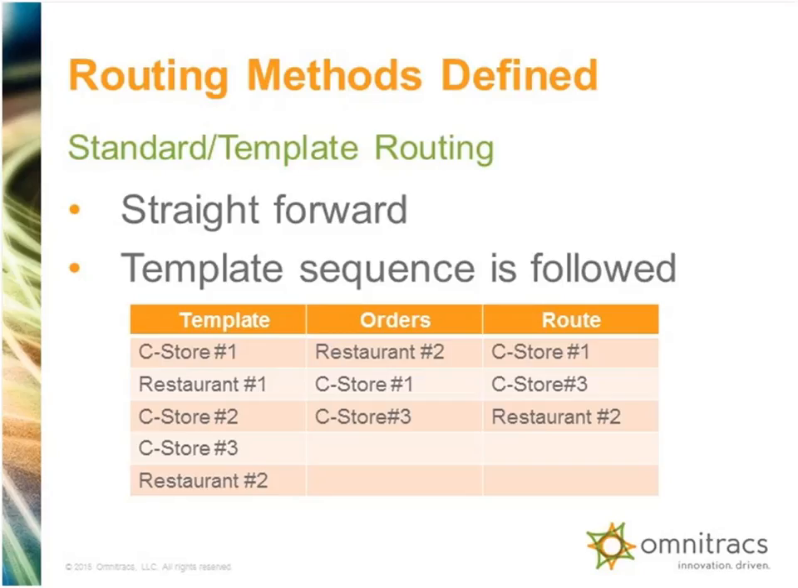So in my example again, restaurant number 2's order came in first, then C-store number 1, then C-store number 3. That's the way the salesman sent the orders back to the host system. When we route, we will automatically route it in the order of the template. So as I said, it's straightforward. If the order comes in, it's put on the route in the order you have the sequence. It does not look necessarily at how full the route is or whether I'm hitting my time windows or anything like that. It's a straight sequenced route.